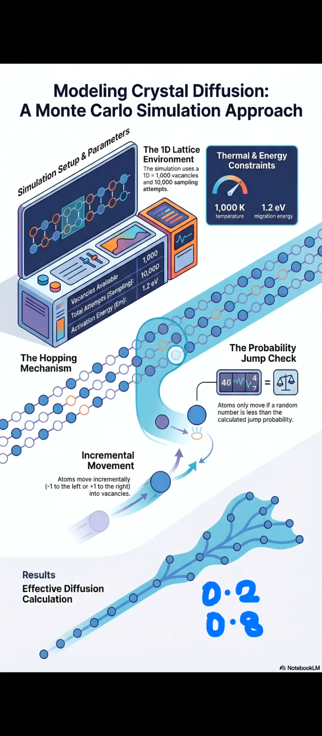Okay, so the computer rolls the dice. It gets a 0.1. The jump is approved. Yeah. We have action. But now the question is, where does it go? Right, because we are in this 1D lattice, this single row of theater seats. So there are only two choices, left or right, -1 or +1.